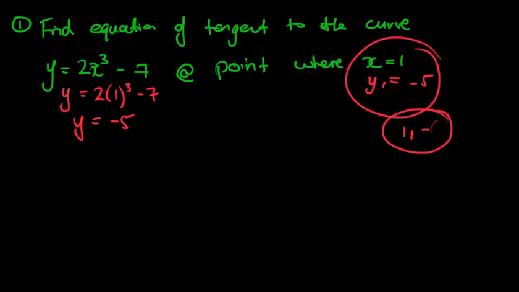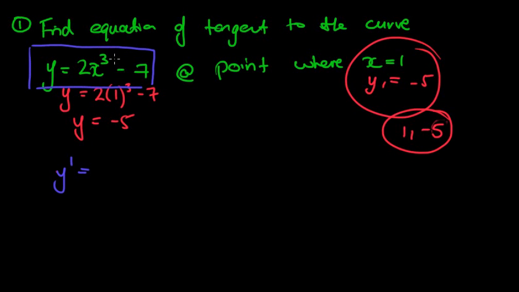So in order to find the equation of anything, of any straight line, I guess, you need to have a set of coordinates, and you need to have the gradient. So let's now focus on finding the gradient. Now, we know that finding the gradient is done by finding the derivative of the curve.